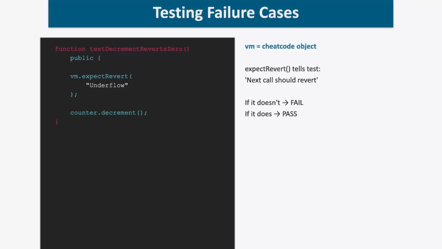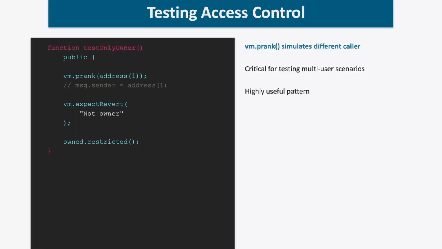VM is an object containing cheat codes, special functions for testing. vm.expectRevert is just one. There are many more. vm.prank, vm.deal, vm.warp, and vm.snapshot are just a few. These are incredibly powerful for testing. Now we test multi-user scenarios. Many contracts have permission checks. Only the owner can call certain functions. Only admins can pause contracts. How do you test this?